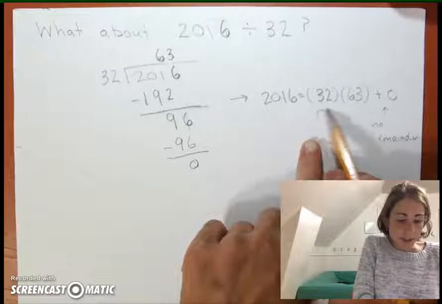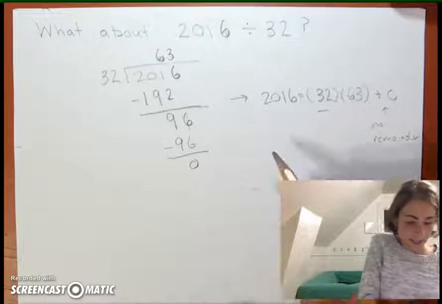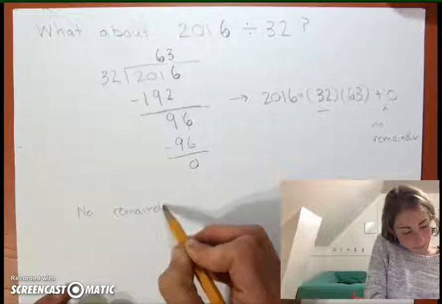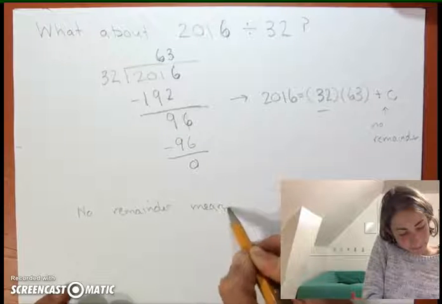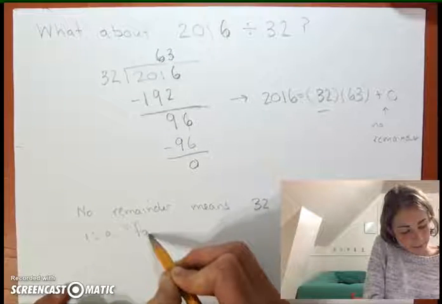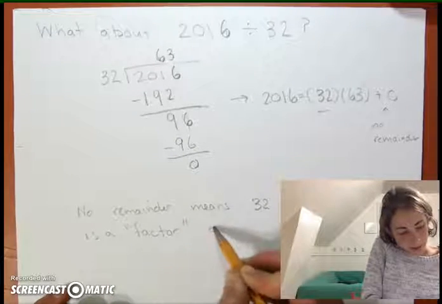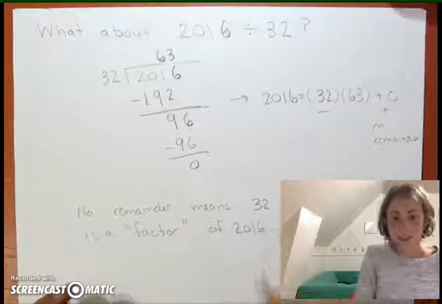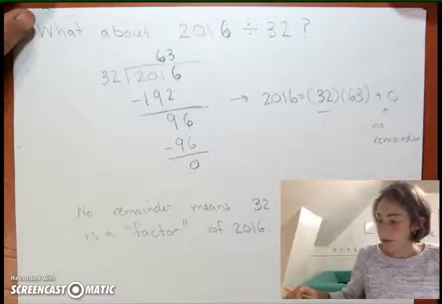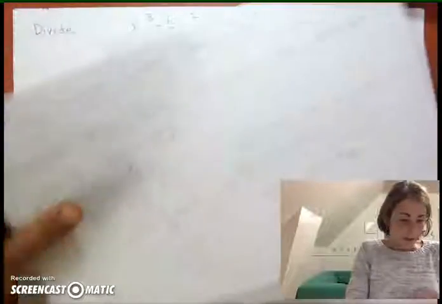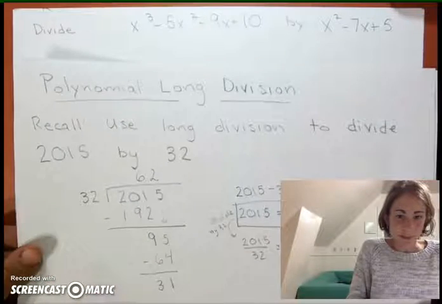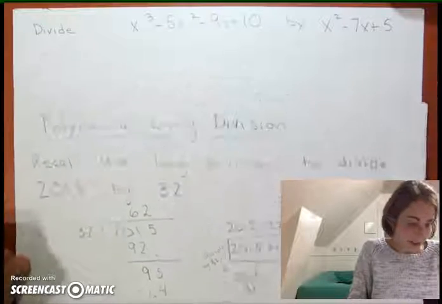And what that tells us is that 32 divides evenly into 2016. So no remainder means 32 is a factor of 2016. It divides evenly into it. So now we want to apply all of these things to polynomials. So let's try an example, and I'm going to keep our example from before with numbers close at hand.